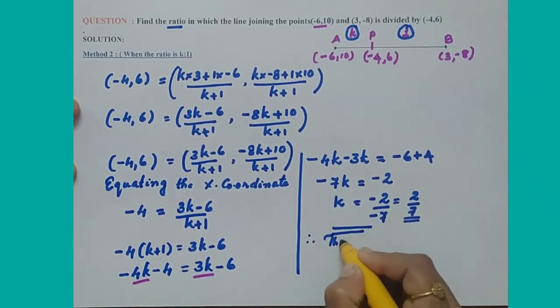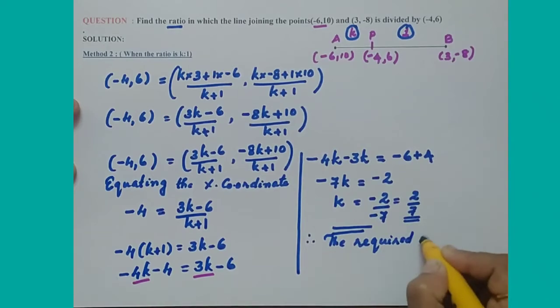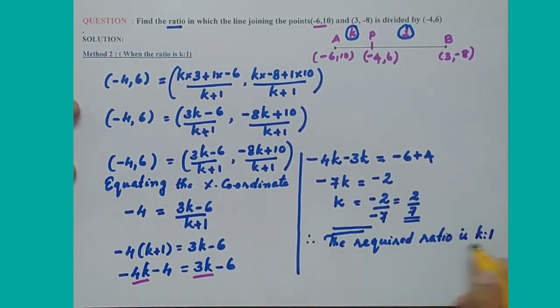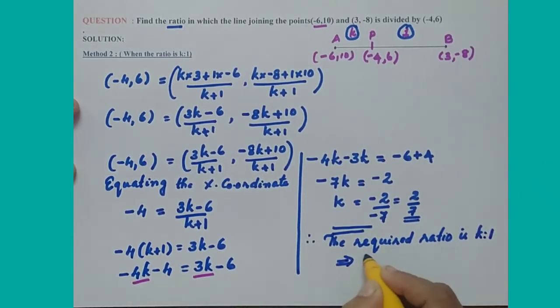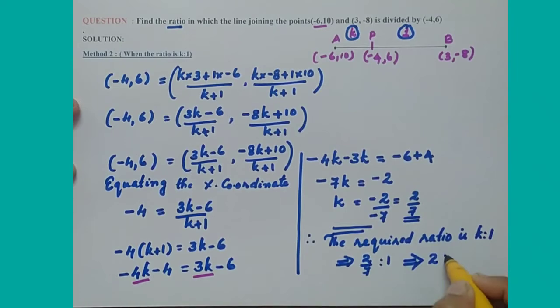Therefore, the required ratio is k is to 1. What is the value of k here? Which implies 2 by 7 is to 1. We never write the fraction in this way, 2 by 7 is to 1. So what is the next step? You need to multiply throughout this equation by 7. So 2 by 7 into 7, you get 2, is to 1 into 7, you get 7. Or you can think that you are cross multiplying this 7, so 2 is to 7 is the answer.